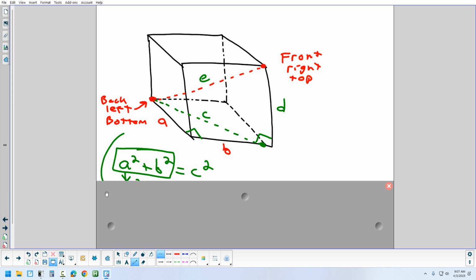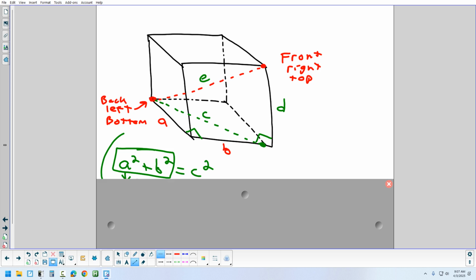Now, if I wanted to find E, what sides would be involved if you were going to make another triangle to find E? And this is going to be a triangle that's standing up in the box now. It's not going to be laying flat like A, B, and C was. It's going to be standing up. Yep? C squared plus D squared.